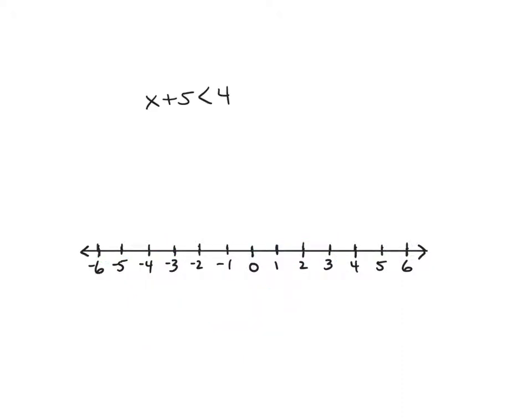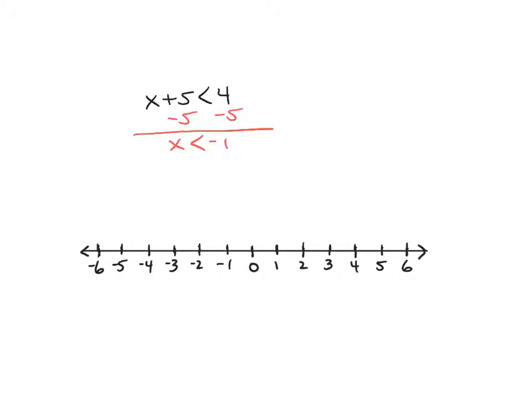So let's combine the above ideas with just going through and solving some inequalities. Here I have x plus 5 is less than 4. I'm going to do this just like I would do an equation. The very first thing I'm going to do is subtract 5 from both sides. When I subtract 5 from both sides, I get a final answer of x is less than -1.